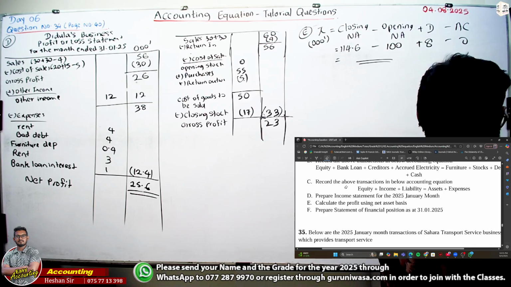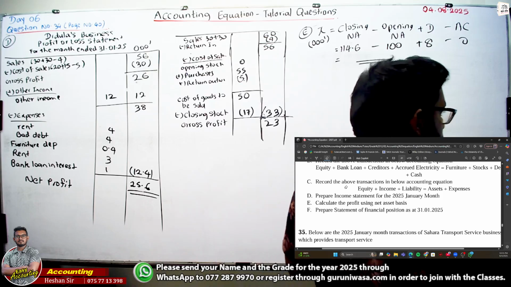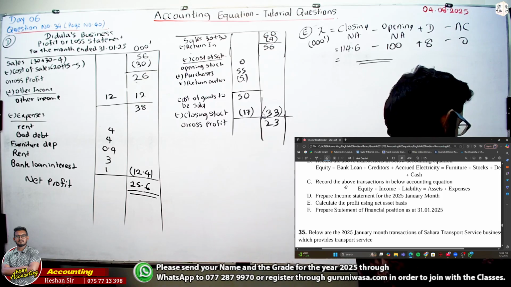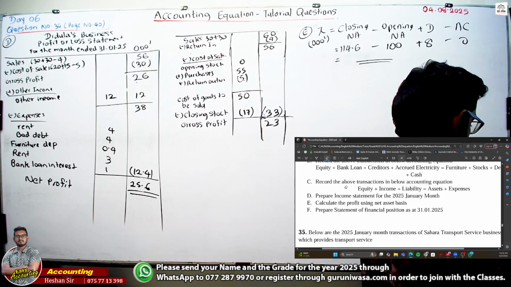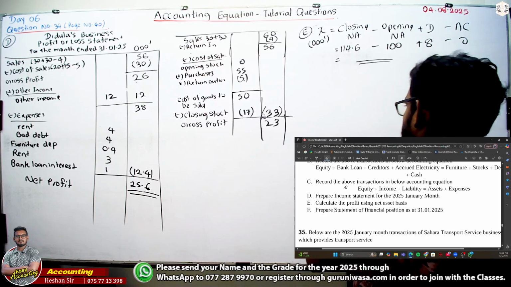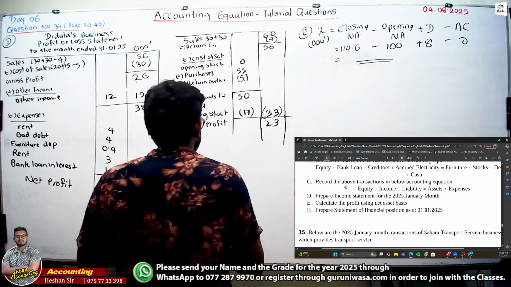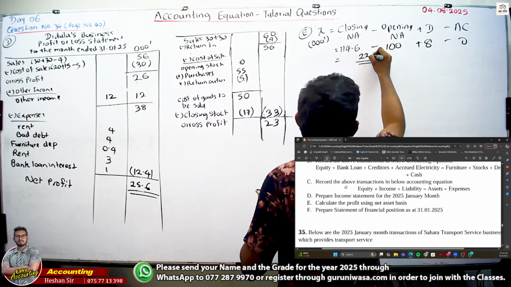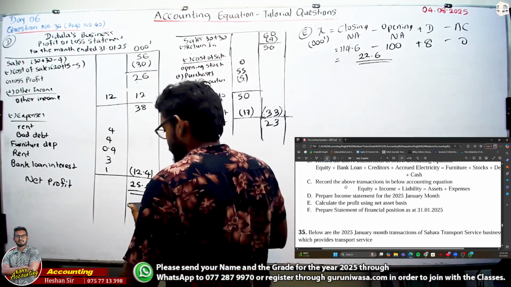Sir, 22.6. 2.6, 114.6 minus 100 plus 8, 22.6. 22, let's see, keep it here like this.